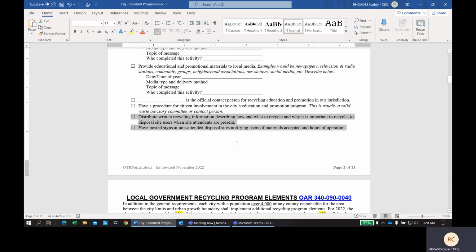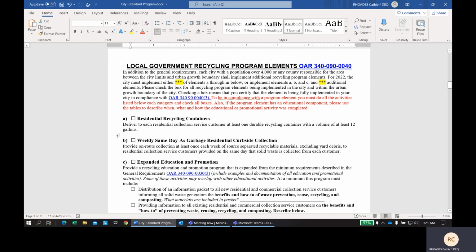If you have a recycling depot in your area and it has an attendant, so it's a manned depot, there's someone there present at the depot, you're required to distribute written information about what could be recycled there. If you don't have a manned depot, you could just indicate at the end of this sentence here, NA, because it's not applicable to you. The next one is if you do have a depot and it is not attended, you are required to have signs posted at the depot so people know what they can recycle at the depot there.